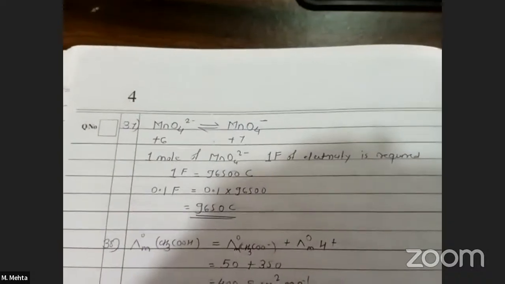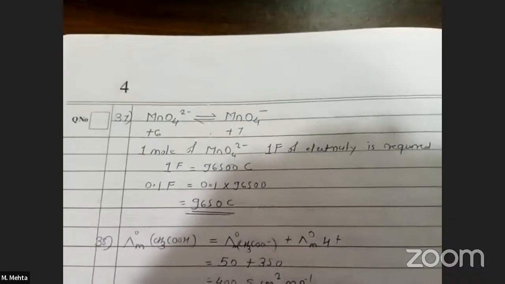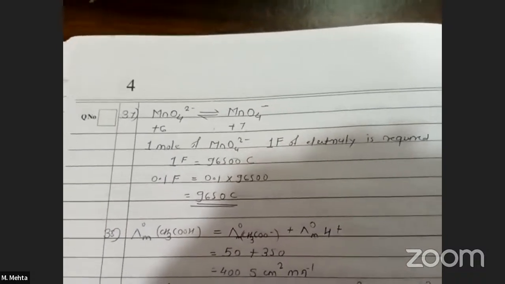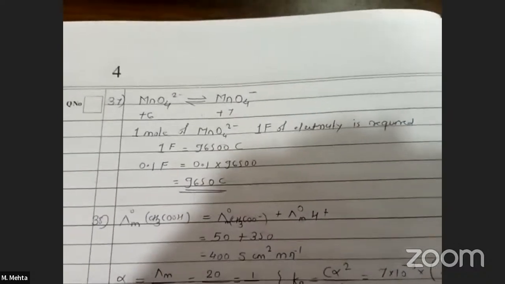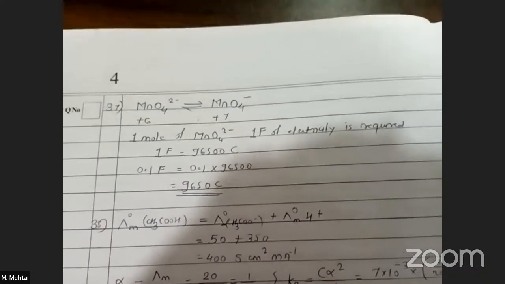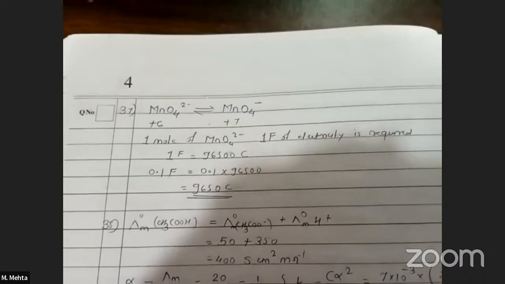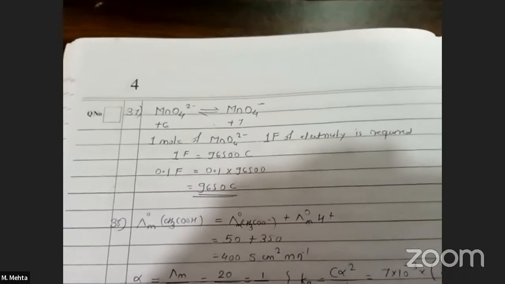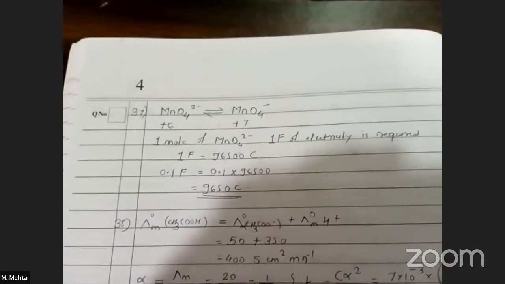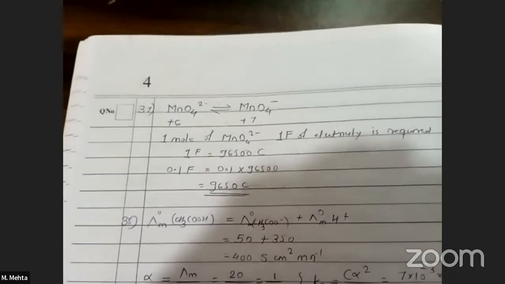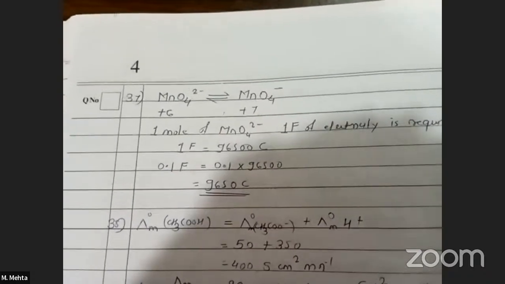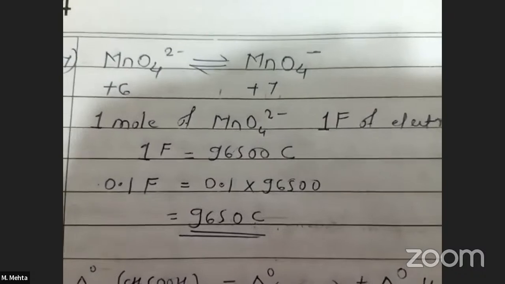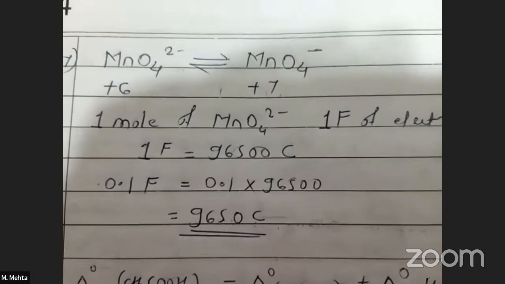So 1 mole of MnO4 2- requires 1 Faraday of electricity. Why 1 Faraday? Because 1 mole of electrons is required for the given conversion. 1 Faraday is nothing but 96500 coulomb. So the question is for 0.1 mole. So for 1 Faraday 96500, for 0.1 Faraday it will be 0.1 into 96500. The answer will be 9650 coulomb. So the answer is option A, 9650 coulomb.